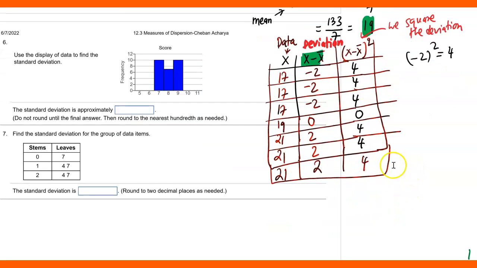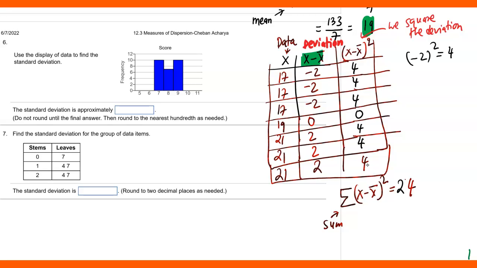Now you add all the deviation squares. Therefore, this is called the sum. Sum of x minus x bar squared, and that gives you, now you have 1, 2, 3, 4, 5, 6, which is going to be 24, right? It's 24.